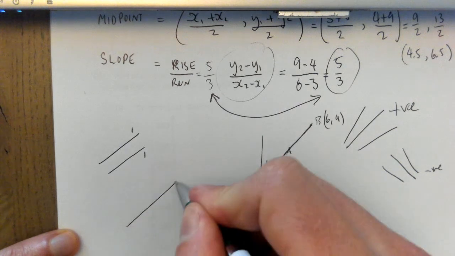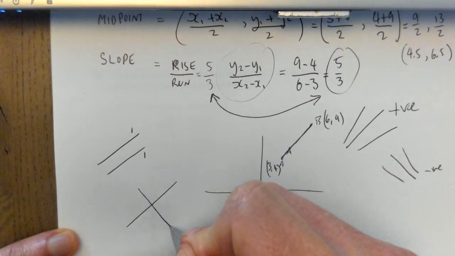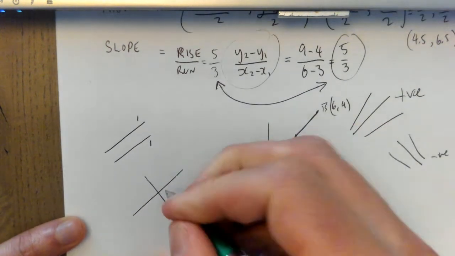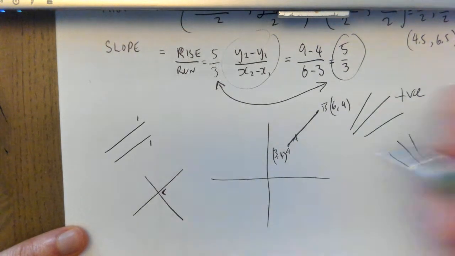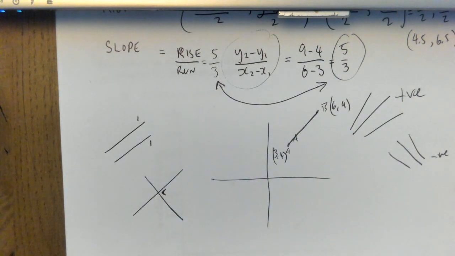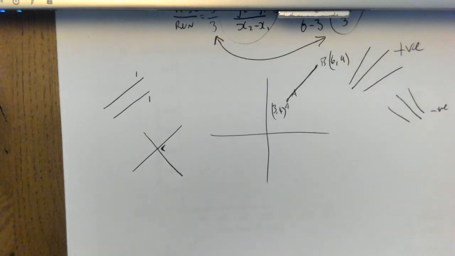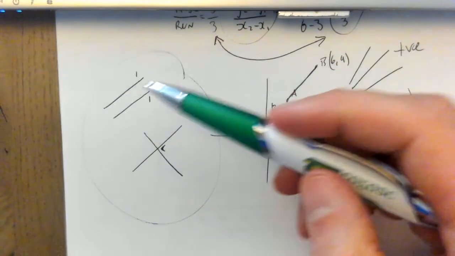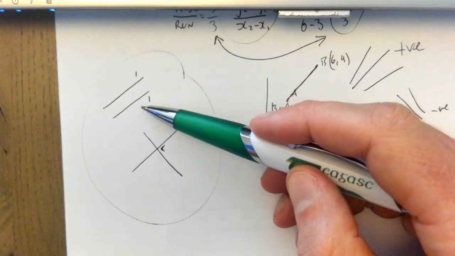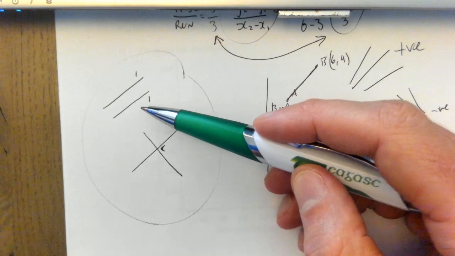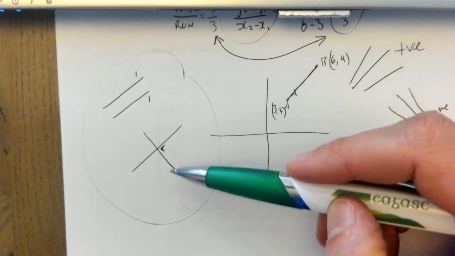If I have 2 lines that are perpendicular, that means they're at a right angle to each other. That means their slopes must multiply to give -1. Right? So that's the important one. These 2 bits of information are not on the tables. Parallel lines have the same slope. Perpendicular lines, the 2 slopes multiply to give -1.